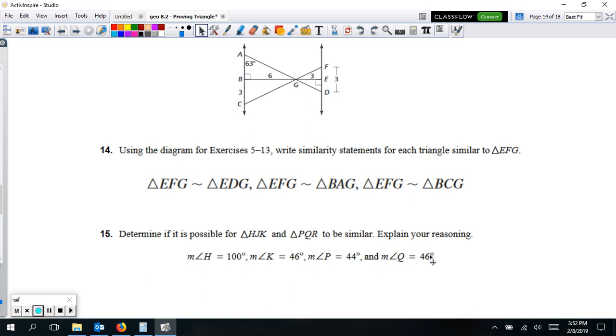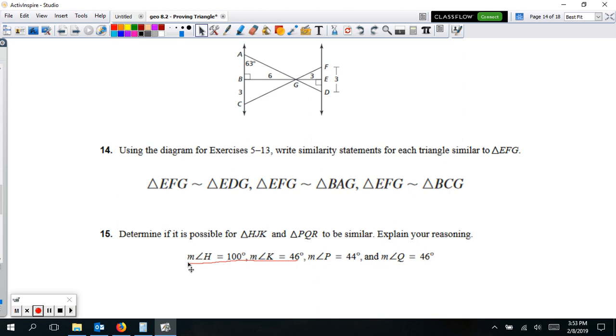So far we can see that we got Q and K the same. So if we can somehow show that this last one is similar, then we can do that. So we know that H is 100 and P is 44. So if we could show somehow that the third angle of this one is 44, or the third angle of this one is 100, that would then show that they're similar. So that's what we're going to do here.